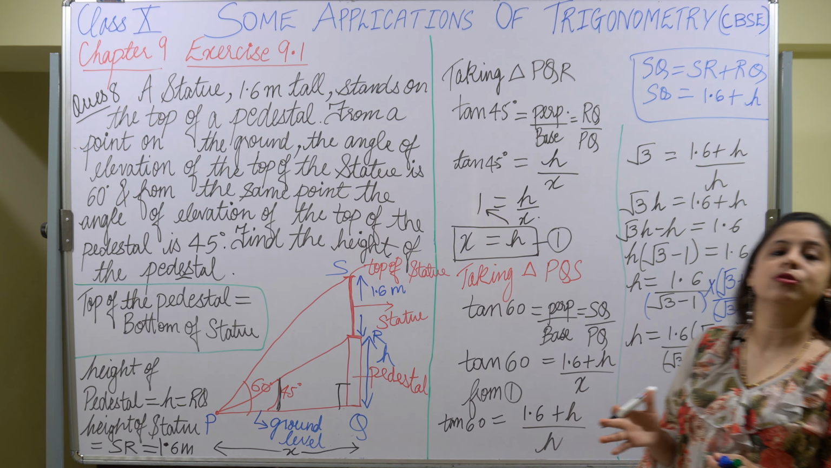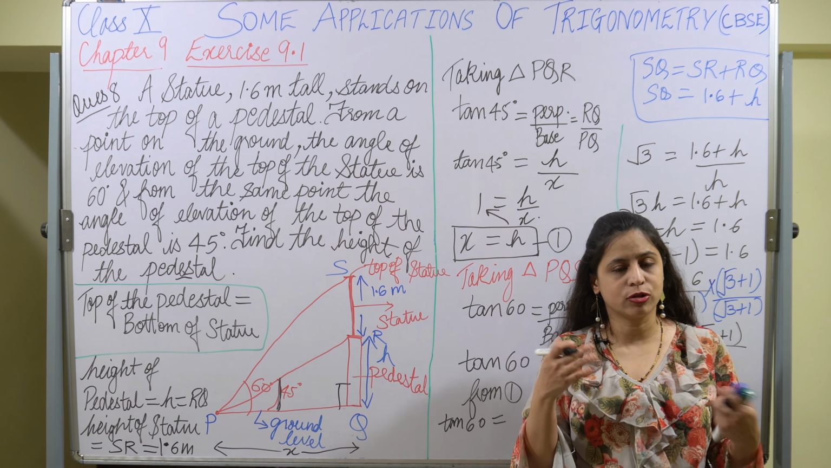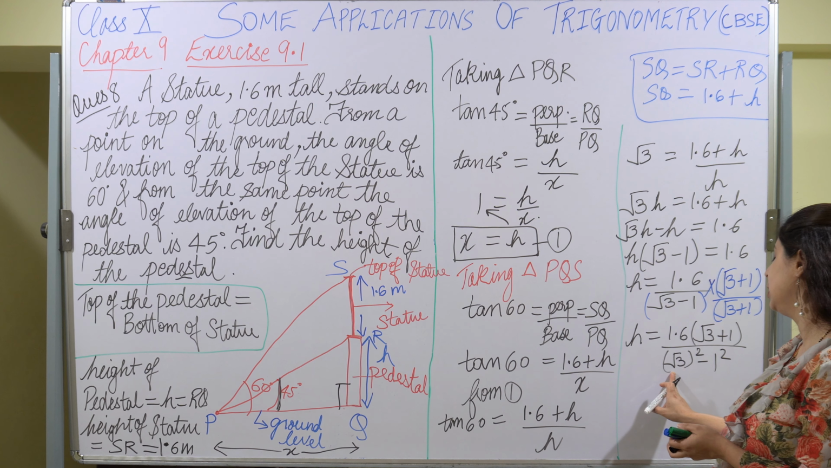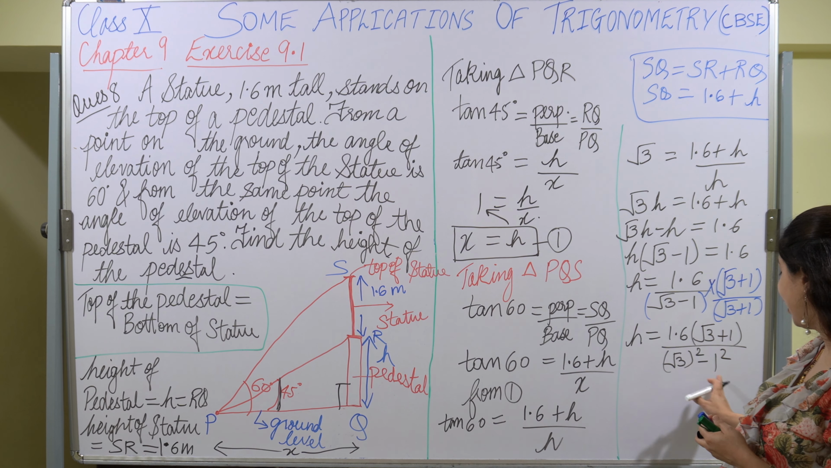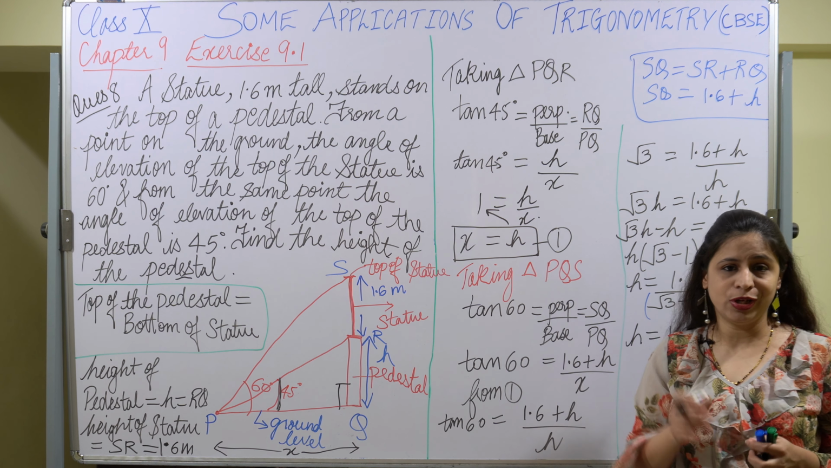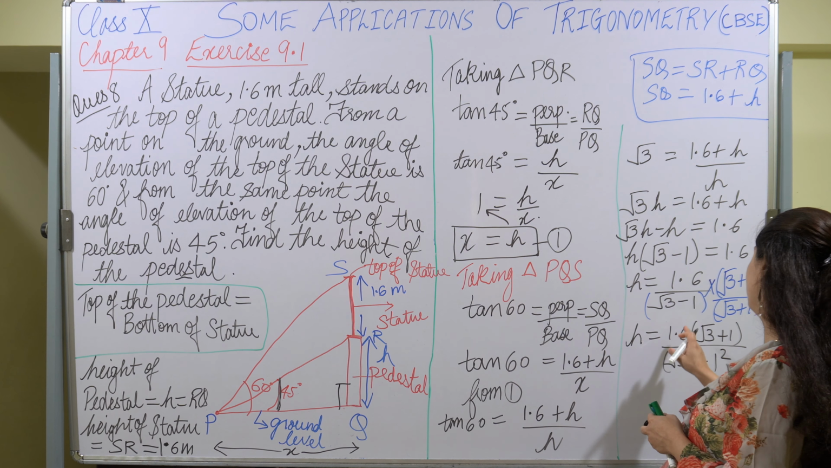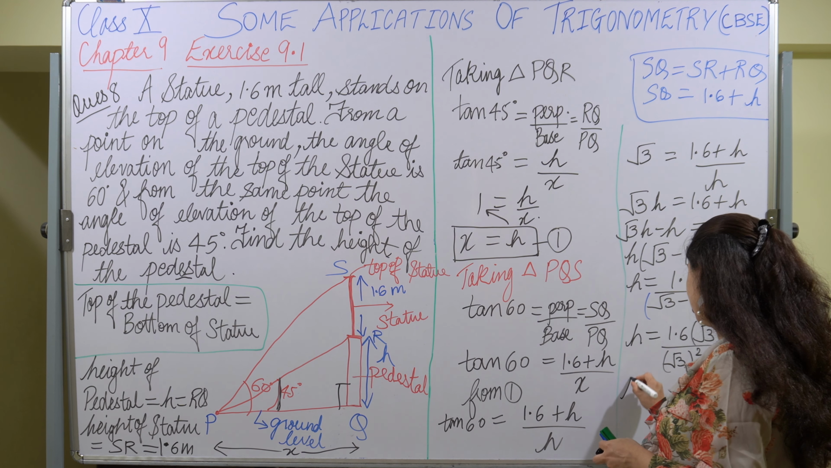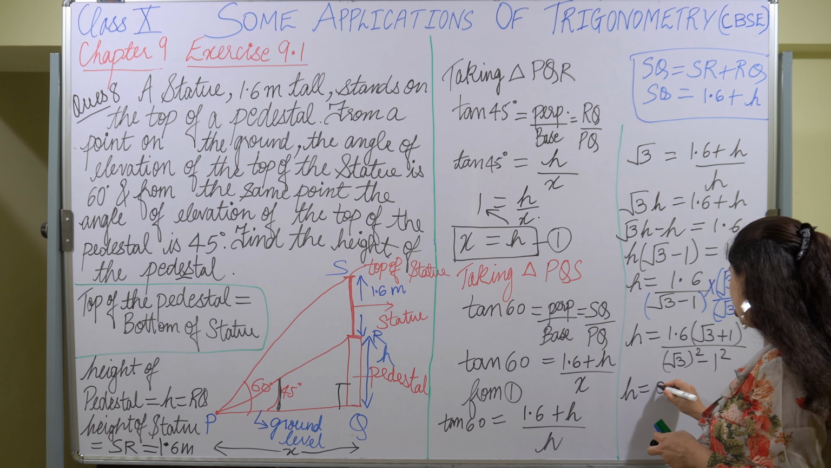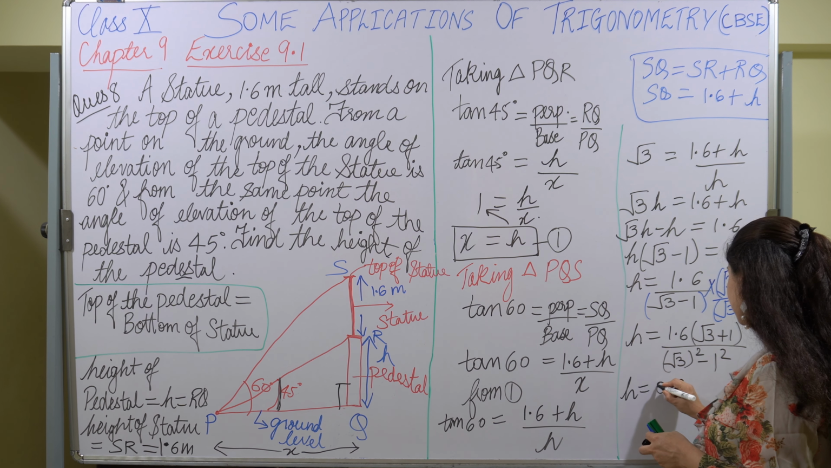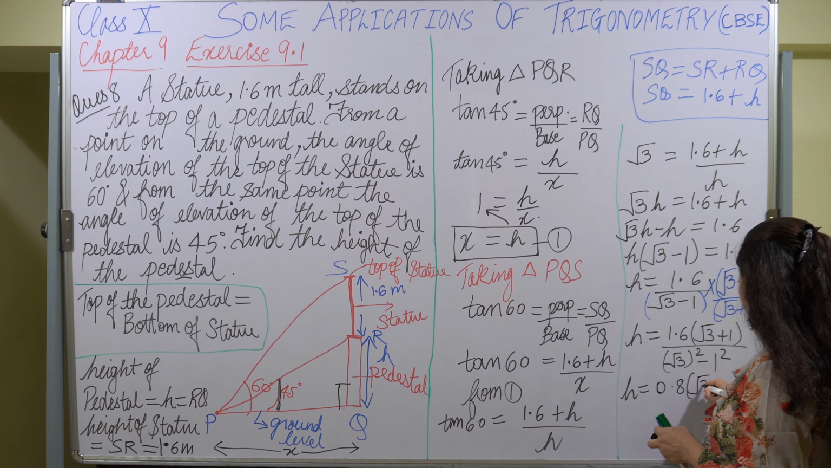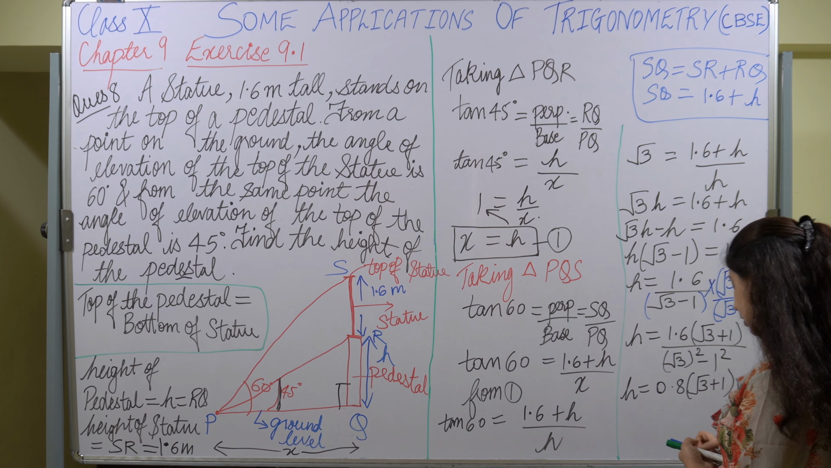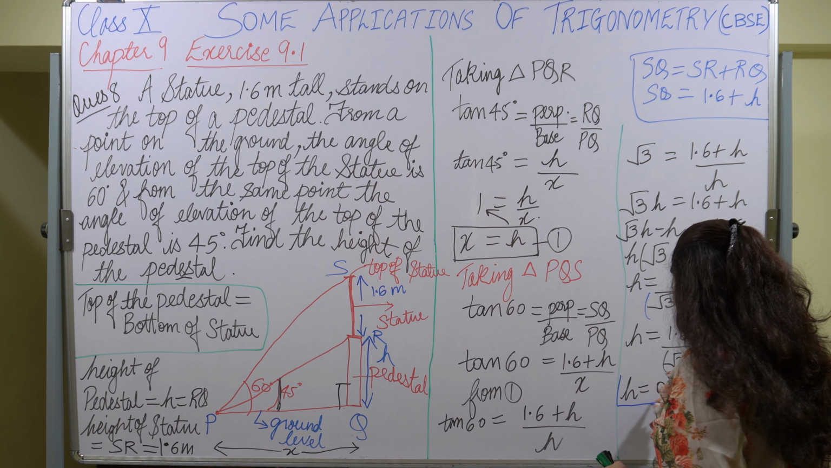Root 3 whole square will be 3, because root x into root x is equal to x. 3 minus 1 will give me 2. And 1.6 divided by 2 will give me 0.8. So my h will be equal to 0.8 times root 3 plus 1. And this is my answer, which is given at the back of the NCERT book.